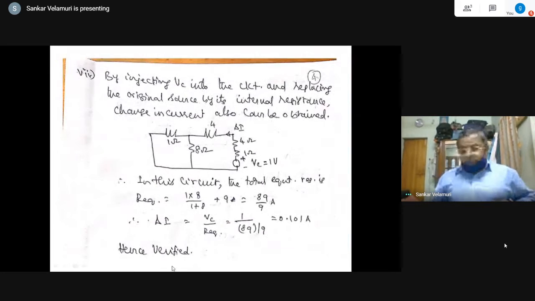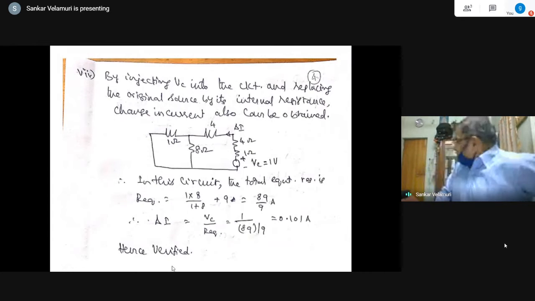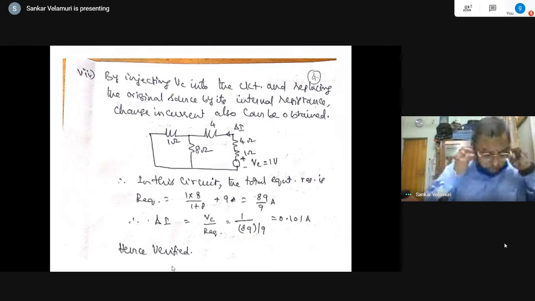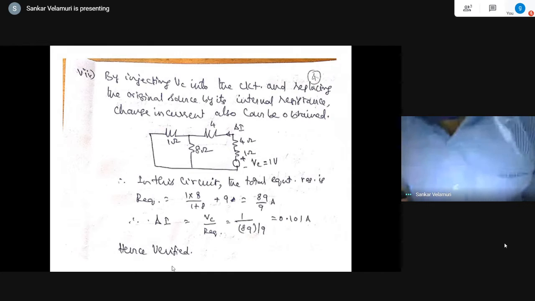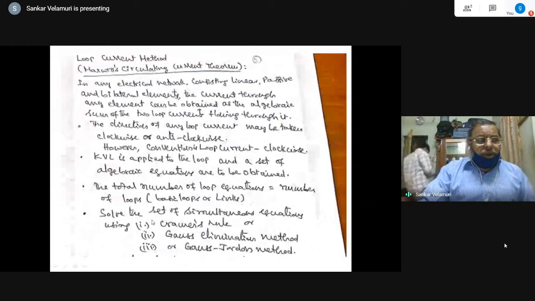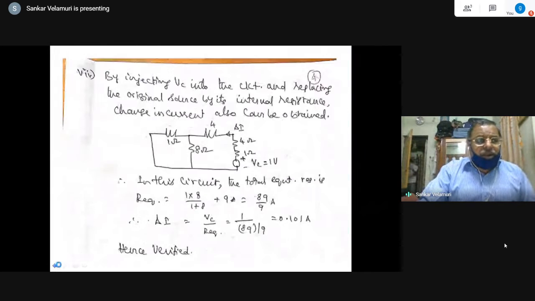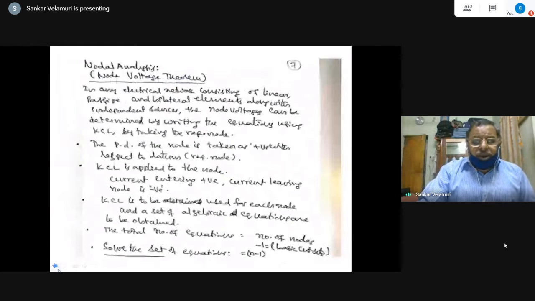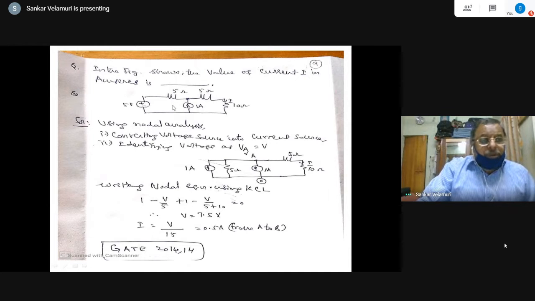Before we wind up, I will just briefly review over 2 minutes and then we will wind up. Just 2 minutes, I am going to wind up. So loop current method and node voltage analysis briefly, and then start with the two-port networks also. So that is the lecture scheduled for tomorrow. We discussed the reciprocity theorem.